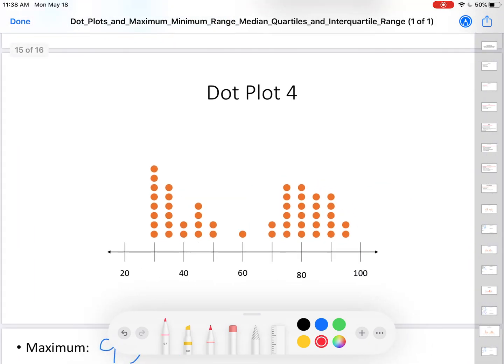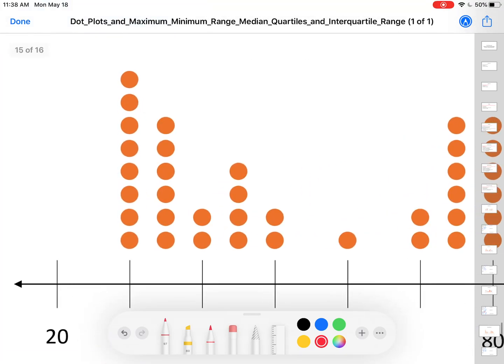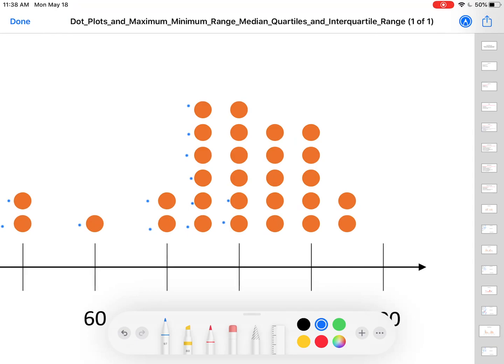Okay, let's count the dots, see if it's even or odd. All right. 1, 2, 3, 4, 5, 6, 7, 8, 9, 10, 11, 12, 13, 14, 15, 16, 17, 18, 19, 20, 21, 22, 23, 24, 25, 26, 27, 28, 29, 30, 31, 32, 33, 34, 35, 36, 37, 38, 39, 40, 41, 42, 43, 44, 45, 46, 47, 48, 49. That's an odd number, so we can do our task.